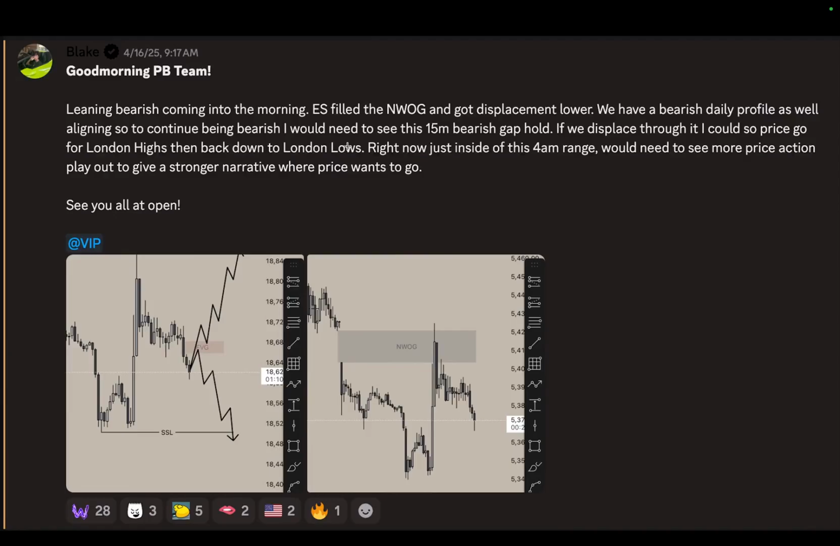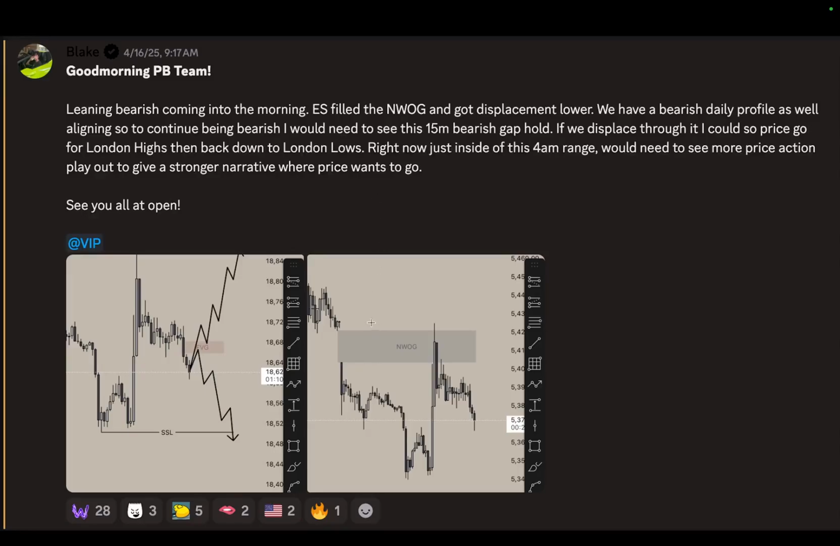Okay. So I said I was leaning bearish coming into the morning. Yes, we filled an NWOG and got displacement lower. We have a bearish daily profile as well. Ooh, daily profiles. You're gonna watch that soon, don't worry. So to continue being bearish, I would need to see this 15-minute bearish gap hold. If we displace through it, I could see price go for London highs, then back down to London lows. Right now we're just inside of this 4 a.m. range, so I need to see more price action play out to give a strong narrative of where price wants to go. See you all at open.